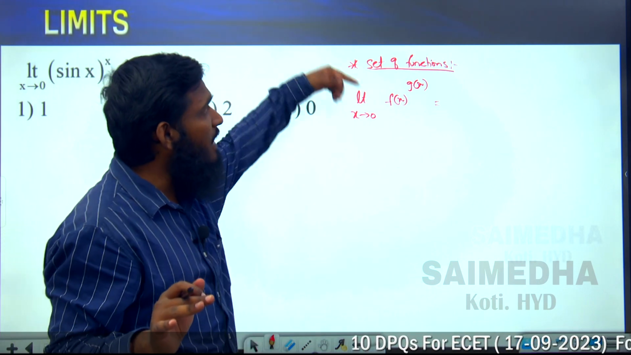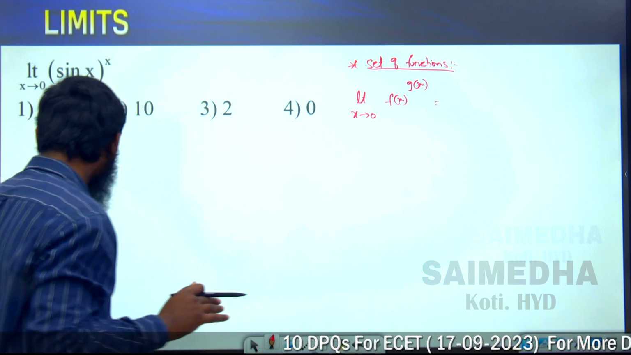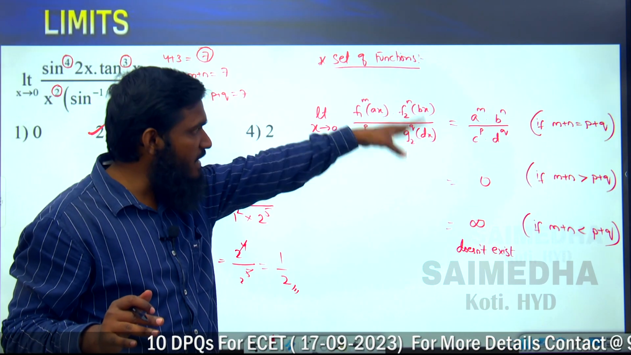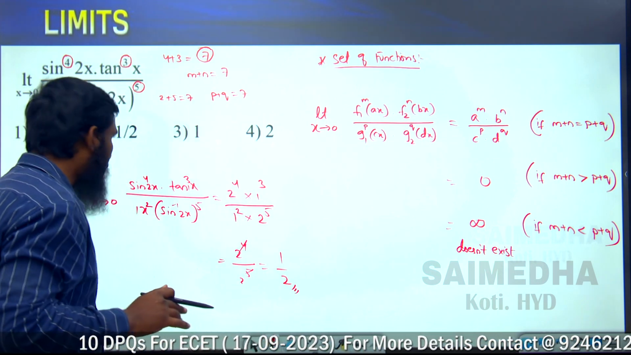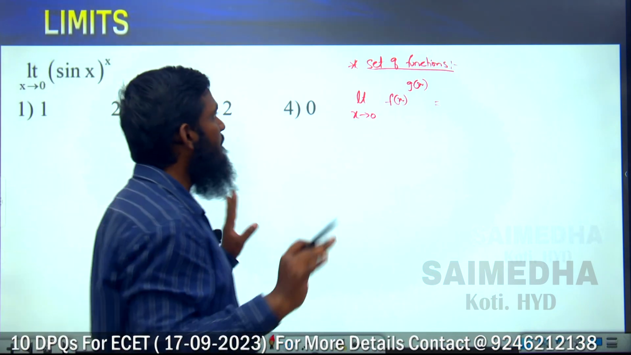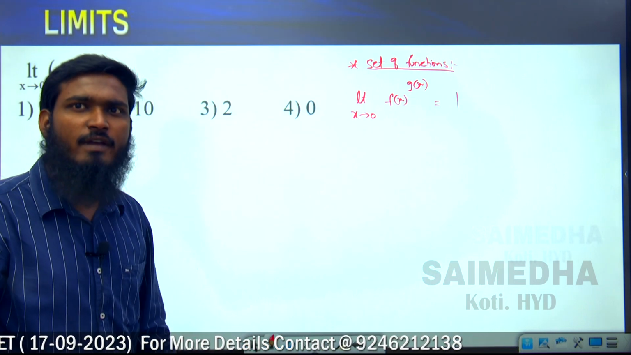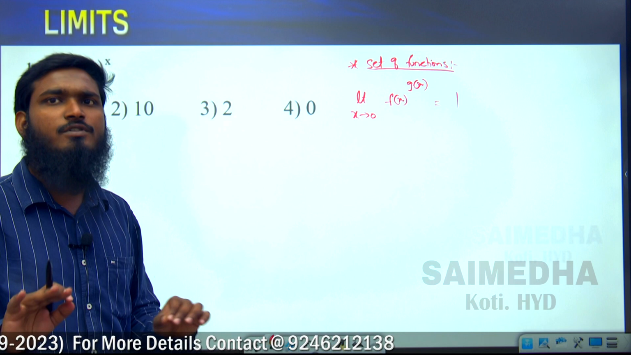But if f of x power g of x are set of functions, in this also it should be set of functions only. If it is set of functions, then only we can apply that formula. If it is set of functions, then directly we can write the answer as 1. No need to write a single step, the answer will be 1.